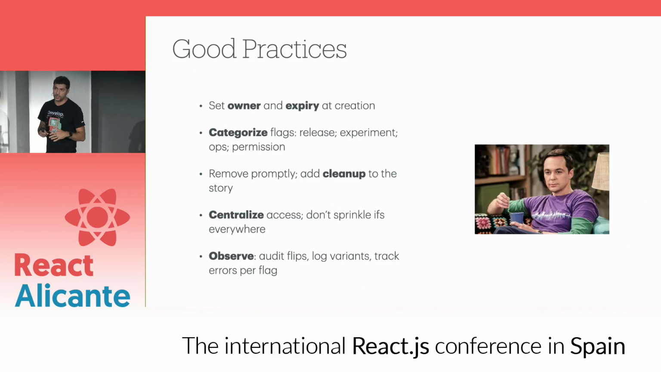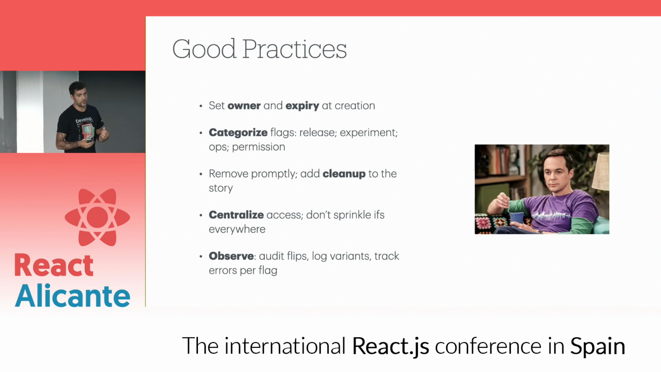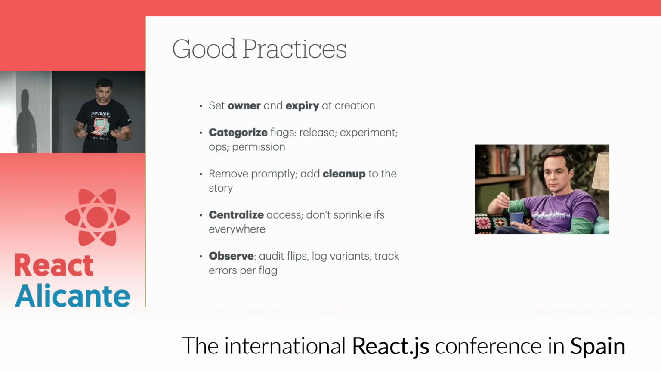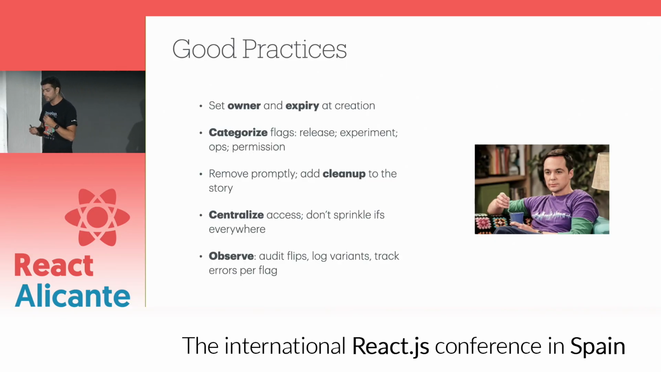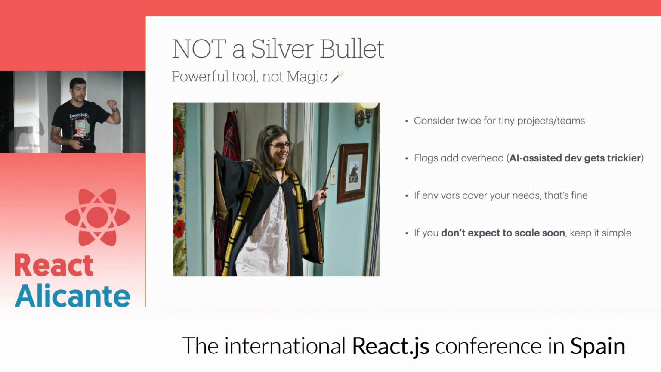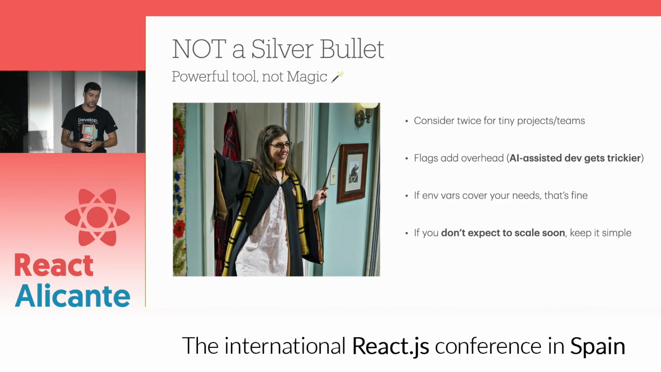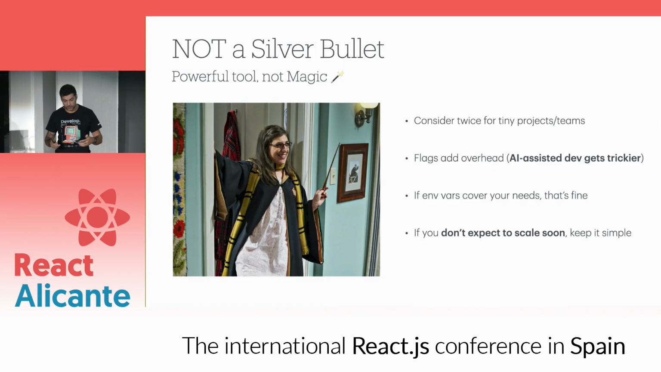And observe. I think one of the biggest advantages that using feature flags can give you is data. You can really understand what your users are doing, how they are doing it, and how you can make better decisions going forward. It's not magic, so I'm here advocating that it can bring you a lot of benefits, but if you have a tiny project, a tiny team, maybe consider it twice before adopting it.